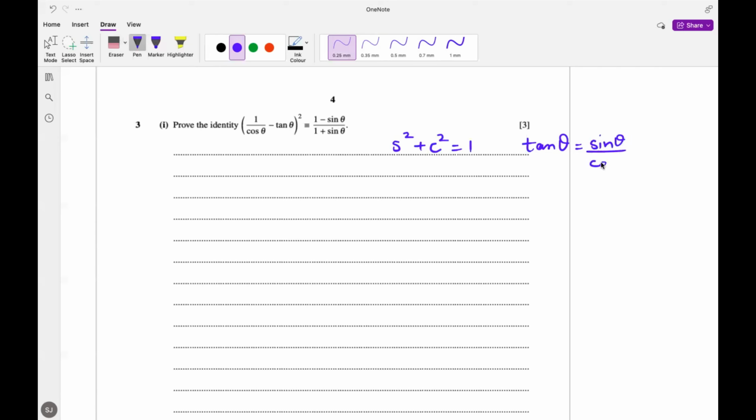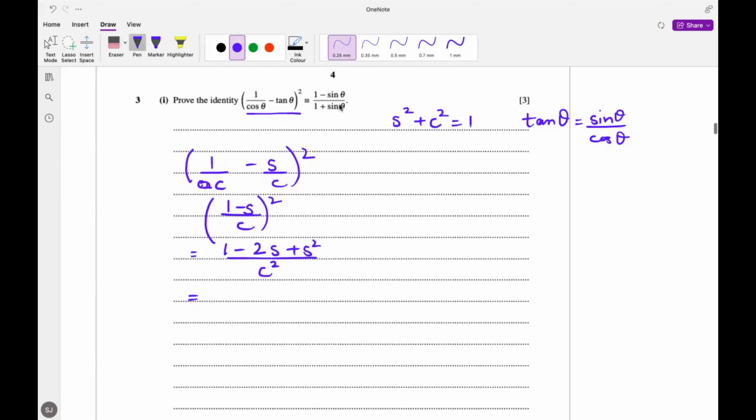Now instead of writing the whole thing, I will be using S, C, and T in place of sine, cos, and tan. So looking at this term, in place of tan I can write sine upon cos. So this will be 1 upon cos minus sine upon cos whole squared, or I can simply write it as 1 minus sine upon cos whole squared. So expanding 1 minus sine whole squared, that will become 1 minus 2 sine plus sine squared upon cos squared.